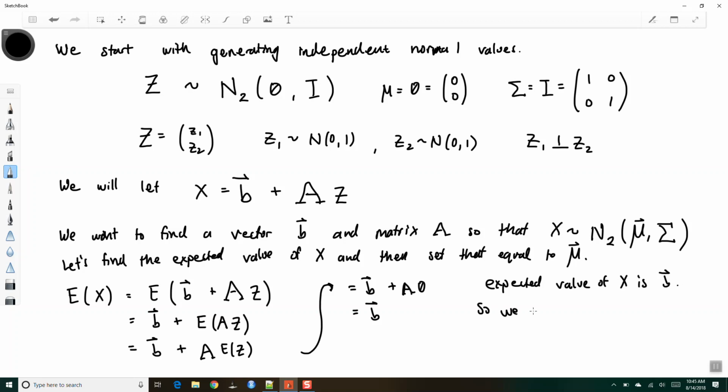So we will set the B vector equal to our desired mu. Okay? And thus, the expected value of X will equal mu. Okay, that part was not too bad.